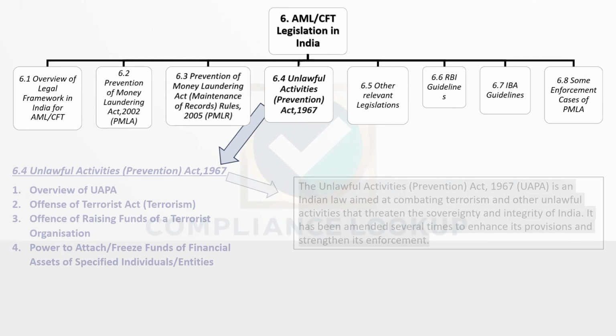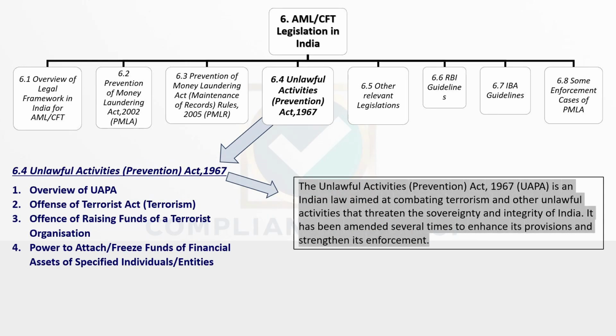Now coming to next, the Unlawful Activities Prevention Act, UAPA 1967. This is a critical law in India designed to combat activities that threaten the sovereignty, unity, and integrity of the country. The Act has been amended several times to keep pace with the evolving nature of terrorism and unlawful activities. Let's break it down in a simple way to understand the law and its impact on individuals and national security.